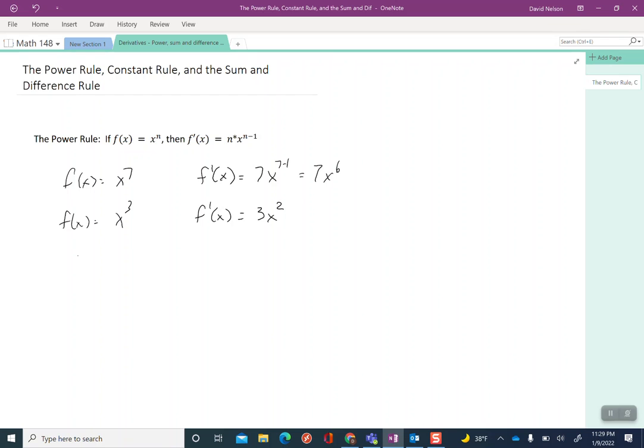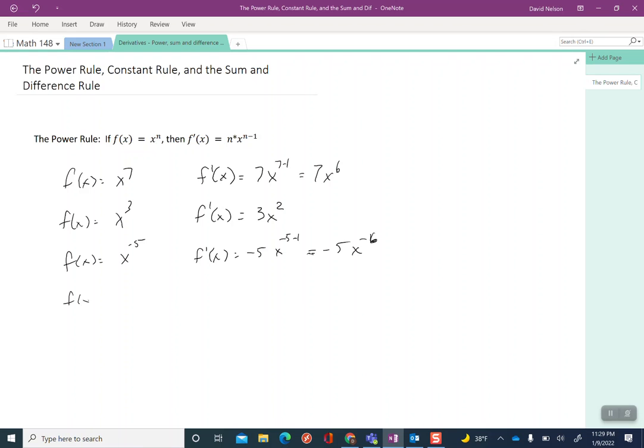And this works even if you don't have integer exponents. If you've got f of x is equal to x to the negative 5, then f prime of x would equal negative 5 times x to the negative 5 minus 1. We have to be a little careful there: when you subtract 1 from negative 5, it becomes negative 6. It's not negative 4, it's negative 6. And so we can use that anytime you've got any sort of power.